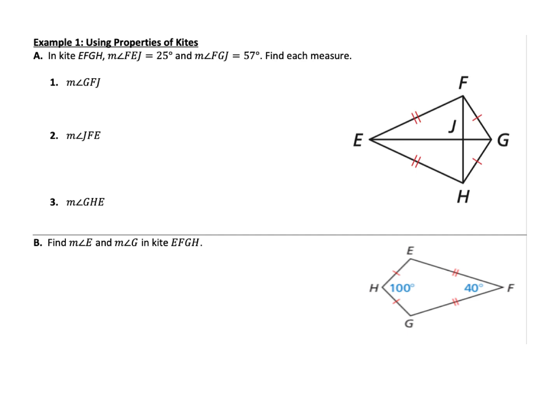Here we're given that EFGH is a kite, and we're told that the measure of angle FEJ, which I'm going to follow along, that's this angle right here, is 25 degrees. And we are also told that the measure of angle FGJ, which is this angle right here, is 57 degrees. And we want to use those to find each of the missing measures. Now, one thing that's going to help us first is that the diagonals of a kite are perpendicular. So this is a 90-degree angle right here.